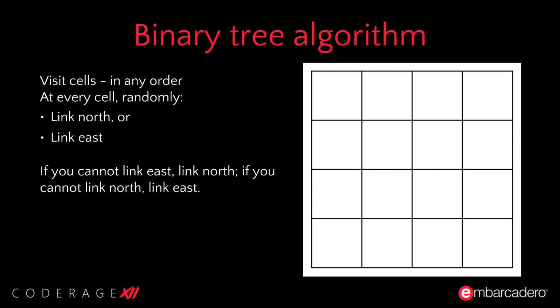And at every cell, you randomly either link north, that is upwards, or link east, that is to the right. If you can't link east, then you link north. If you can't link north, then you link east. If you can't do any of those, then you do nothing. And there's only one cell where that's the case, which is the top right cell. The top right cell cannot be linked to the right or to the top because it has no neighbors in those directions.